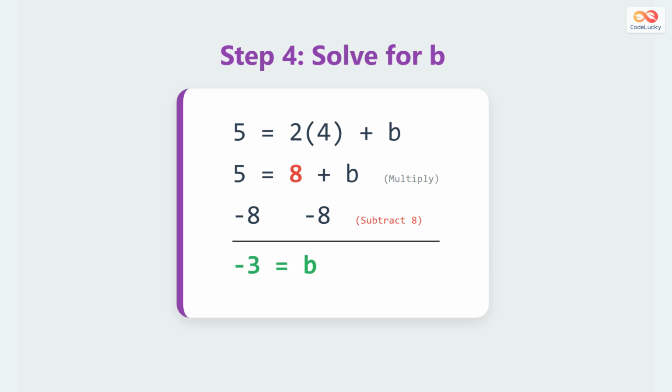Step 4 is to solve for b. We have 5 equals 2 times 4 plus b. 2 times 4 is 8. So 5 equals 8 plus b. To get b by itself, we subtract 8 from both sides. 5 minus 8 is negative 3. So, b is equal to negative 3.